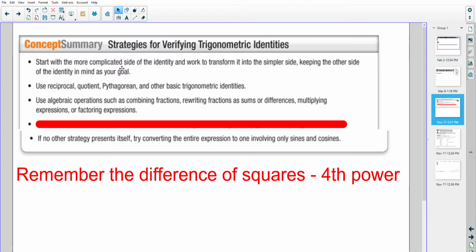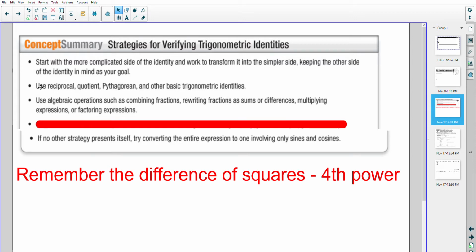Pick the more complicated side and work with that. Now, most of the time that'll work. Once in a while it won't, but that's a good start. And there'll be times when you do things that are correct, but it won't lead you to the right answer. So you just cross it off and try a different approach.